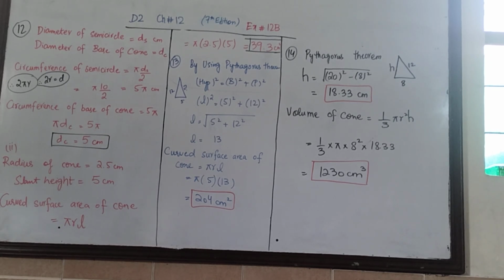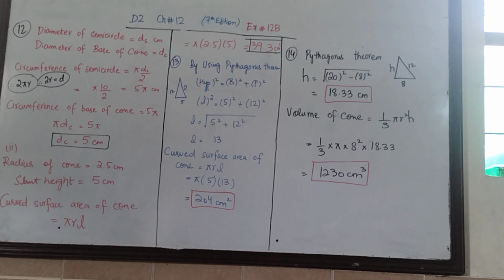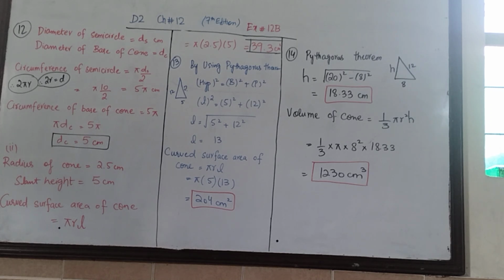Next, move towards our question number 14, which is similar to 13. A cone has a circular base of radius 8 cm and slant height 20 cm. In this question, I have again drawn a right triangle. In this right triangle, you are given the slant height. Slant height means the hypotenuse is given, and your base is again given, which is 8, but your perpendicular is missing. So in the Pythagoras theorem, which I have written in question 13, hypotenuse square is equal to base square plus perpendicular square. Here we have to find the perpendicular.